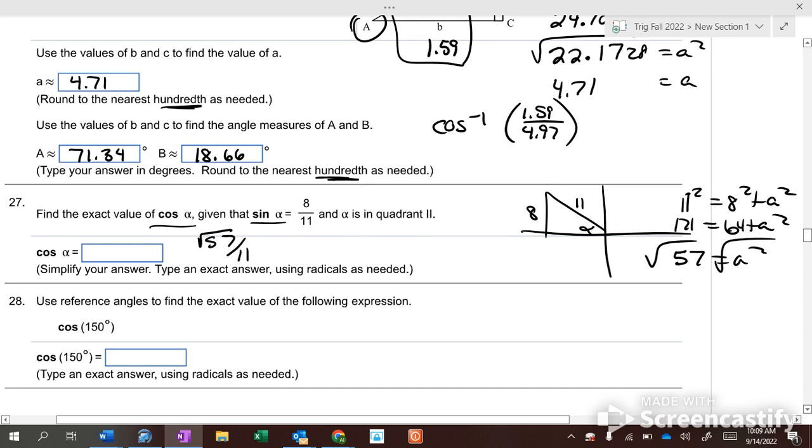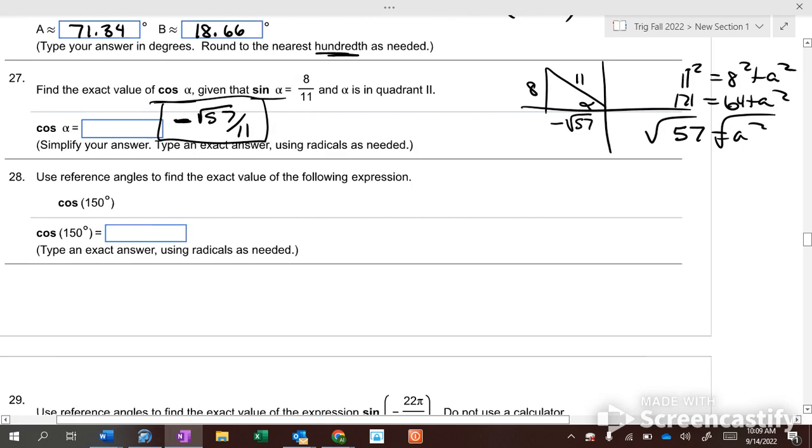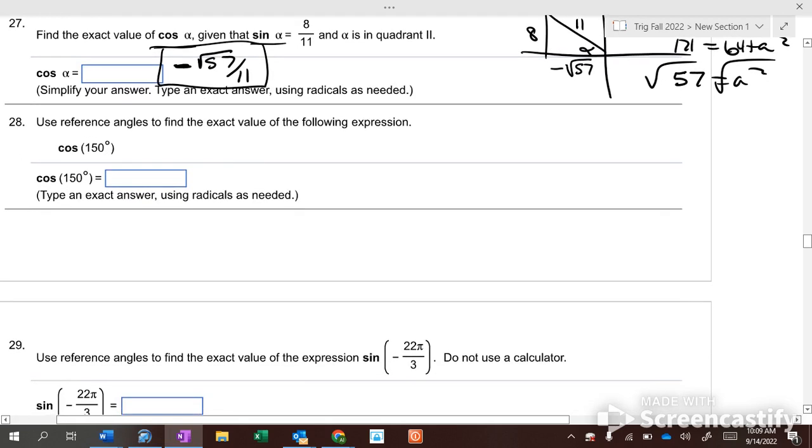And is it positive or negative? It's negative, because we're in quadrant 2. Cosine's negative in quadrant 2, because we're going to the left. Okay? All right, reference angle. Cosine of 150 is the same as cosine 30, except it's negative. So then it'd be negative square root of 3 over 2.